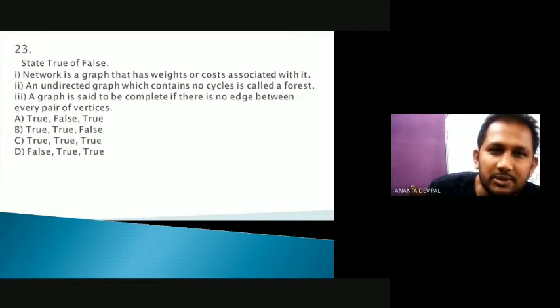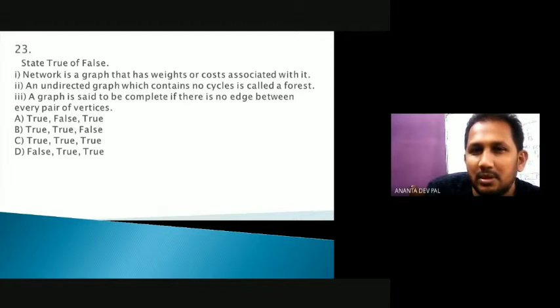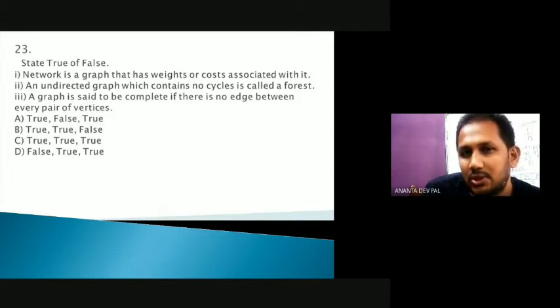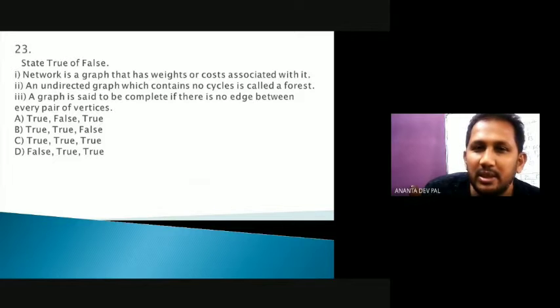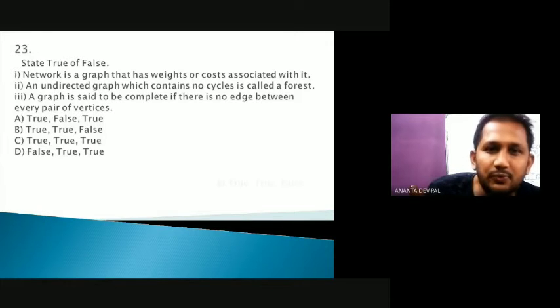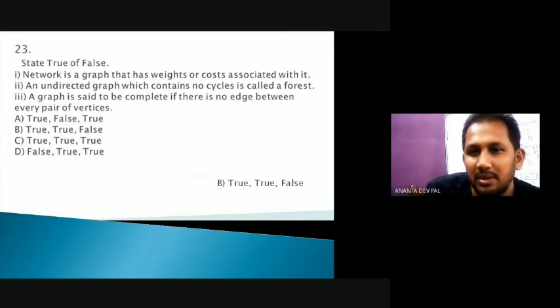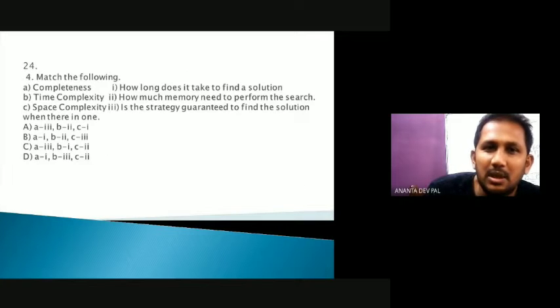State true or false. Network is a graph that has weight or cost associated with it. True. An undirected graph which contains no cycle is called forest. True. A graph is said to be complete if there is no edge between every pair. That is false. True, true, false. Option B.